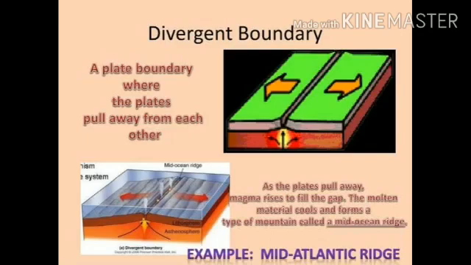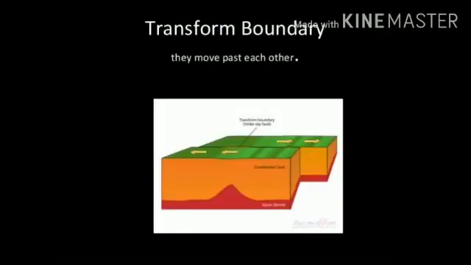Moving on to understand transform boundary. Students, a transform boundary is formed when plates move horizontally. That means when some plates move past each other, they form a transform boundary. Students, what do you mean by transform boundary? Yes, when 2 plates move horizontally past each other, they form a transform boundary.